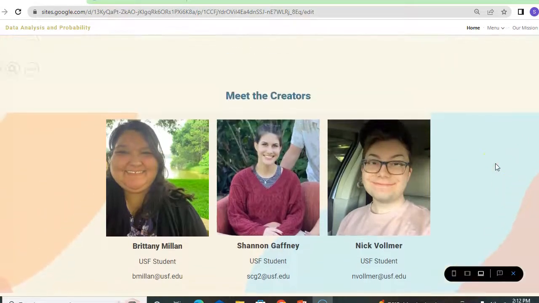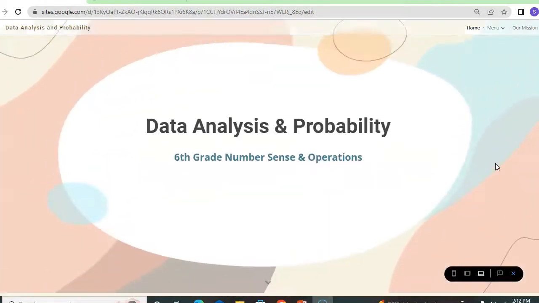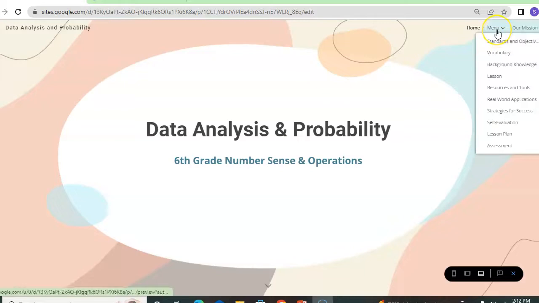Next, we will travel to the upper right-hand portion of the website and locate the Menu tab. The Menu tab will be used to navigate all other portions of the website. Let's check out the first page titled Standards and Objectives.